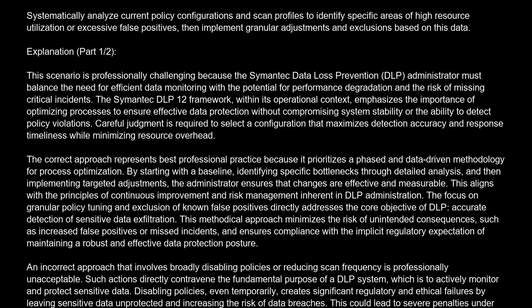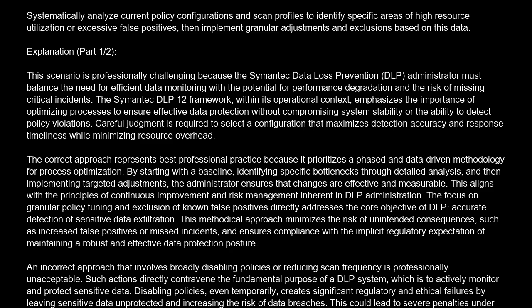The correct answer is C. Systematically analyze current policy configurations and scan profiles to identify specific areas of high resource utilization or excessive false positives. Then implement granular adjustments and exclusions based on this data.